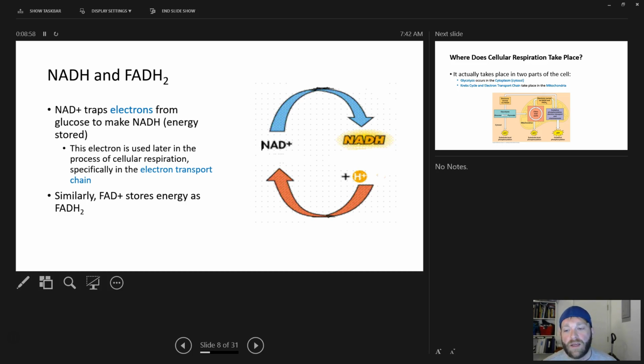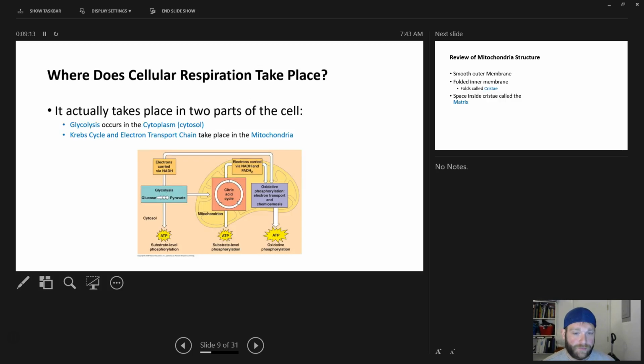chain. Okay. So FAD does the same thing, NAD does the same thing, and we'll see these similar molecules when we talk about photosynthesis. They're a little bit different, but close. But the important thing to remember here is that NAD and FAD are both electron acceptors. Okay. All right, so where does this whole thing go down?